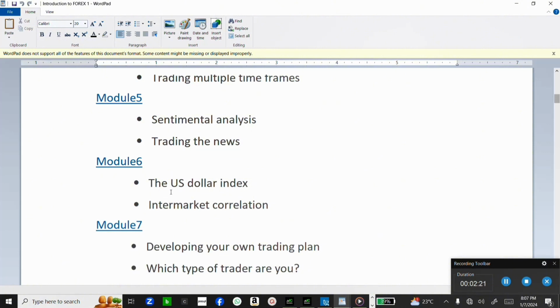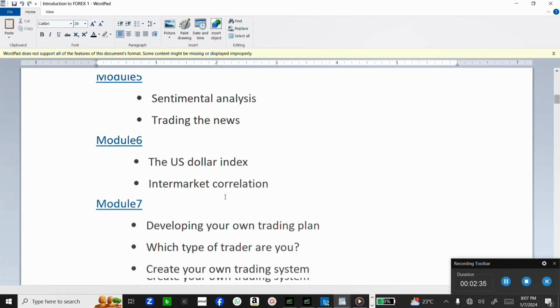In module 6, we'll look at the US dollar index and how it is related to other currency pairs. We look at intermarket correlations. How are currency pairs correlated with one another? Positive correlations and negative correlations. We'll look at all of that.